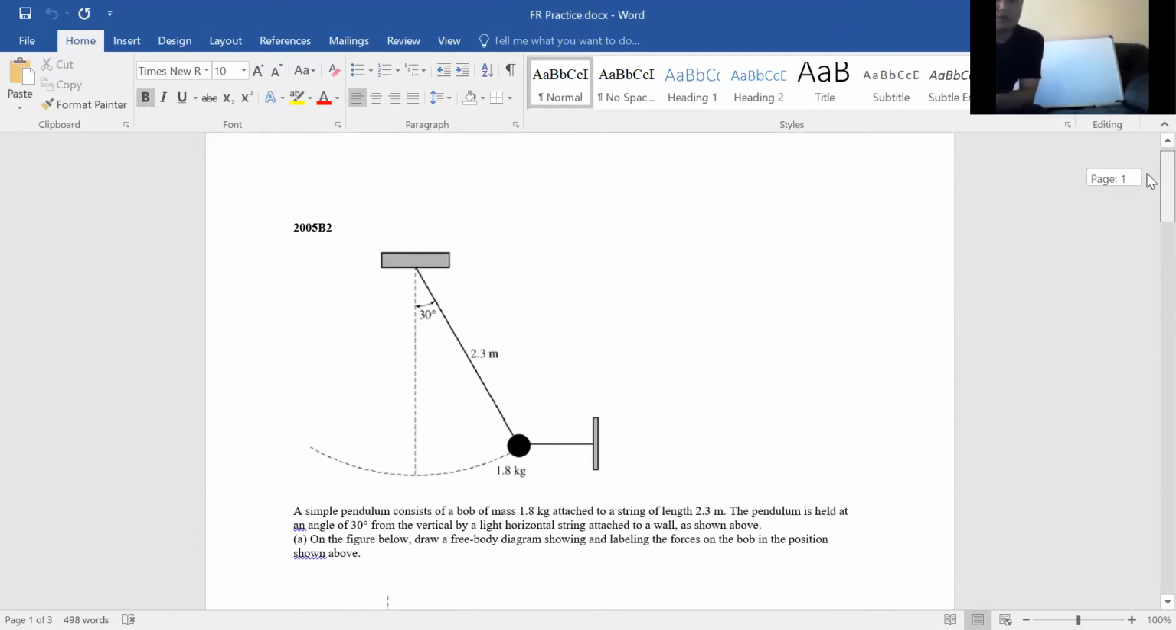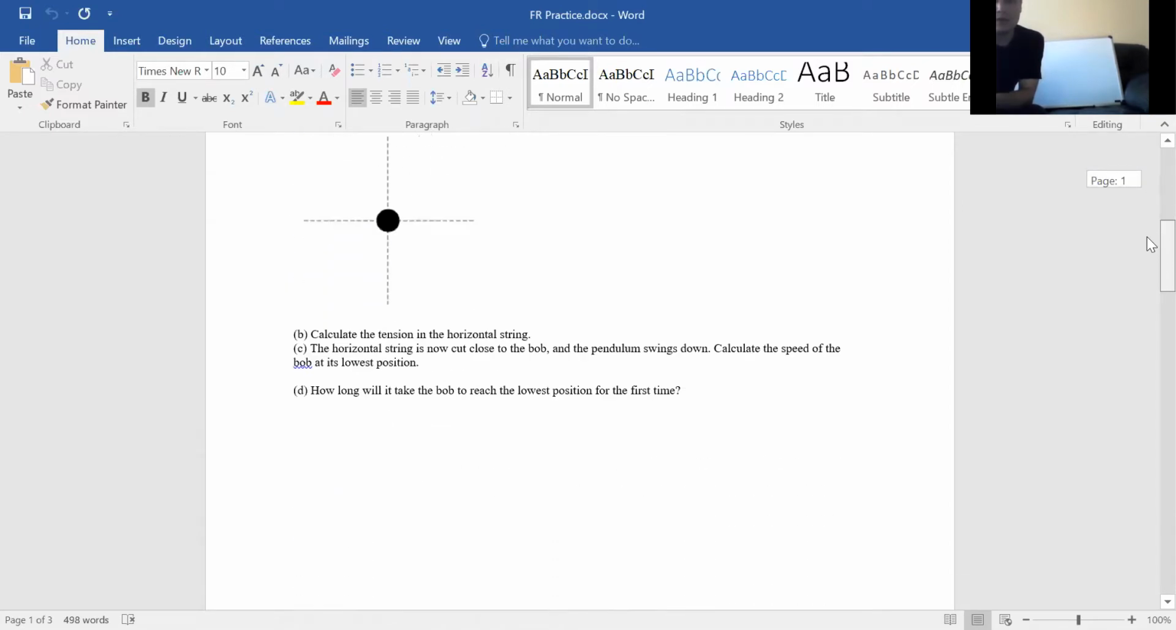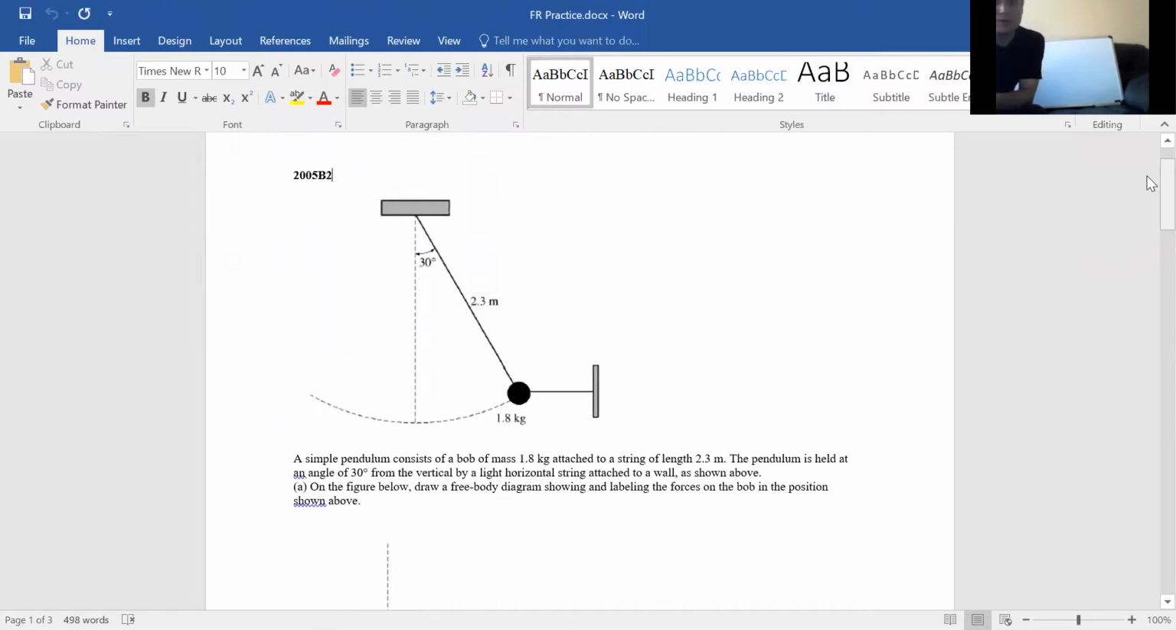And so what we have on this first one is a simple pendulum with a mass of 1.8 kilograms attached to a string of length 2.3 meters at an angle of 30 degrees. And then it's attached by this horizontal string right here to this wall. And then at a certain point, I think in part C and D, you cut that string and then you have to calculate some things. And so let me switch screens here.